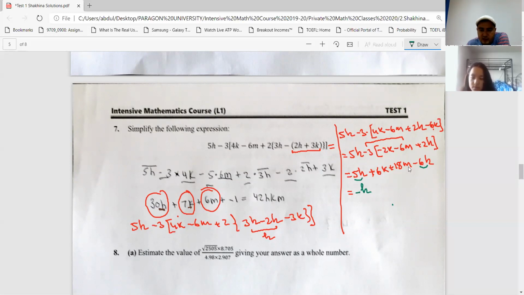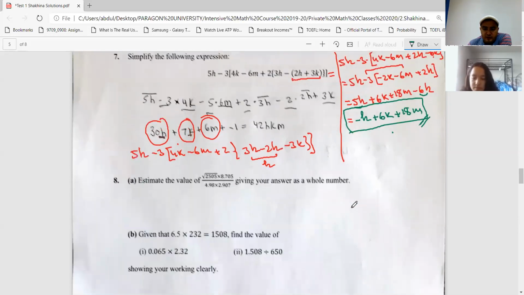6k, do we have any k here? No, just write 6k here, 6k. Do we have any m? No, so just write it itself. We cannot do anything here because they are not like terms. But also here you got wrong, Shahina. So that is the right answer, okay? This is how you should do that. All right, continue.